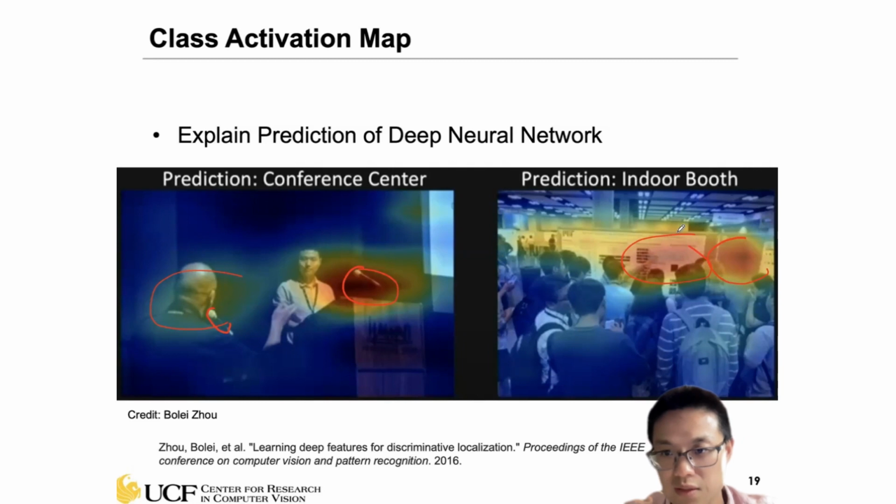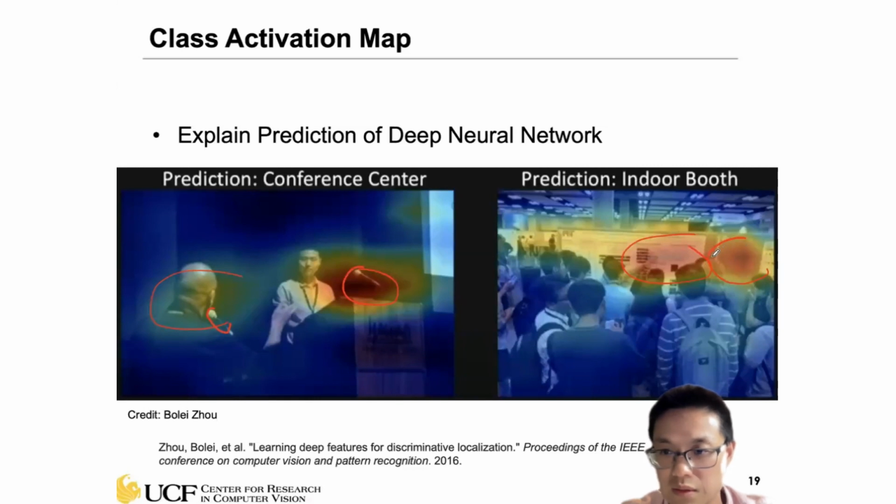If we switch to another example here on the right, the network predicts this is an indoor booth, right? So let's see what region this network specifically pays attention to. Again we look at the heat map, where the most highlighted region is indicated by this red color.